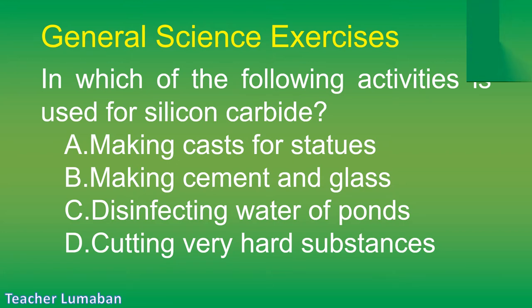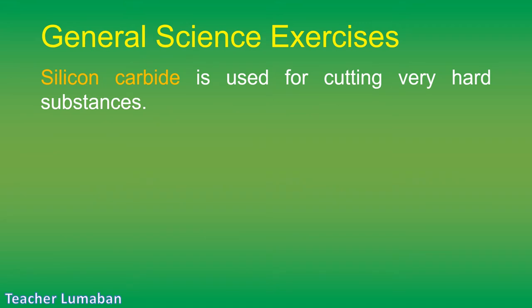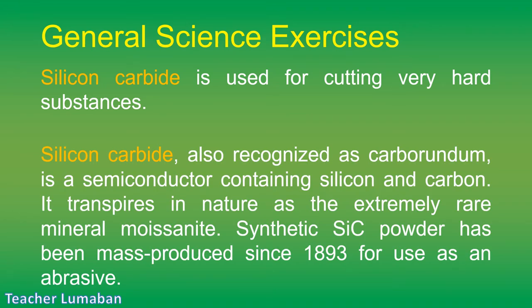The correct answer is the letter D, cutting very hard substances. Silicon carbide is used for cutting very hard substances. Silicon carbide, also recognized as carborundum, is a semiconductor containing silicon and carbon. It transpires in nature as the extremely rare mineral moissanite. Synthetic SiC powder has been mass-produced since 1893 for use as an abrasive.